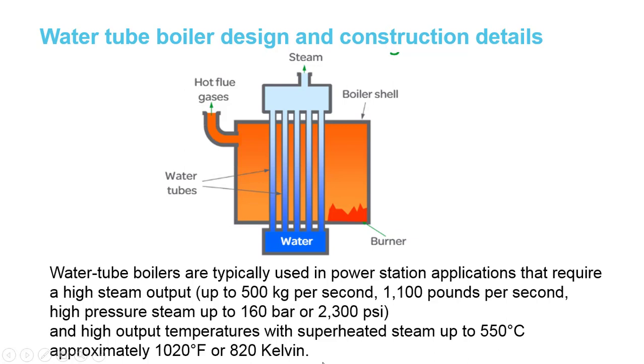Water tube boilers are typically used in power station applications that require a high steam output. Usually for larger output, water tube boilers are used, whereas the temperature is also very high. In the fire tube boiler, the temperature of the steam is 150 degrees Celsius, whereas here it is superheated steam in the water tube boiler, so the temperature of the steam is 550 degrees Celsius.